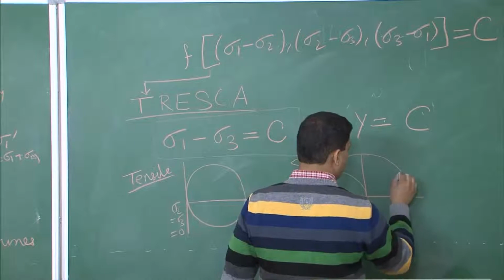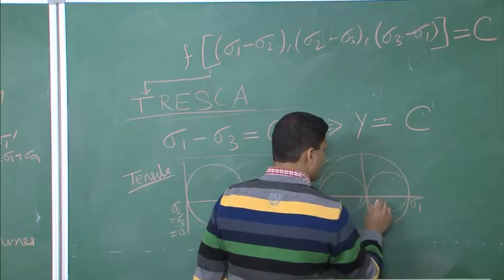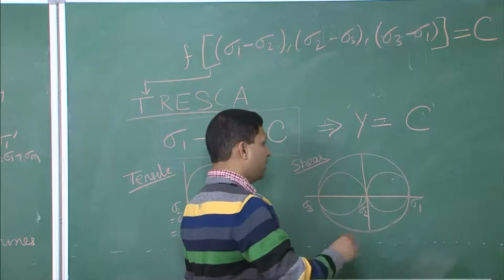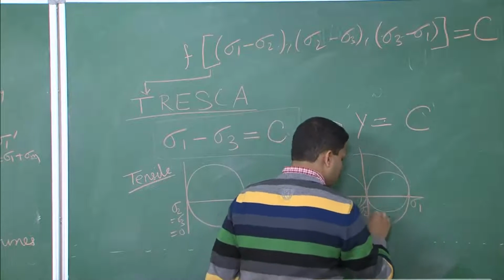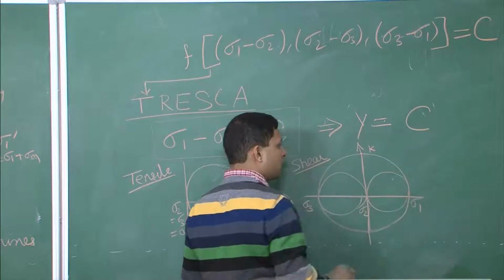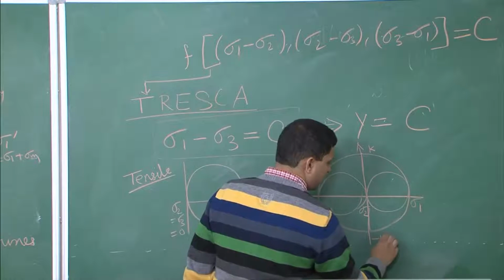And again we draw the Mohr circle like this. So, this is sigma 1 and this is sigma 2, this is sigma 3, and if the material is just about to yield, then this value must be K, because this is the shear stress and this is symmetric. So, this must be equal to K, this must be equal to minus K.